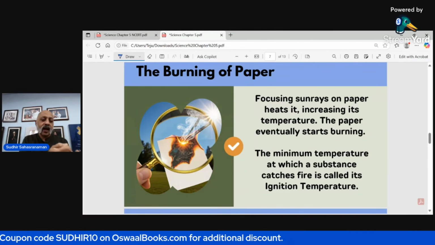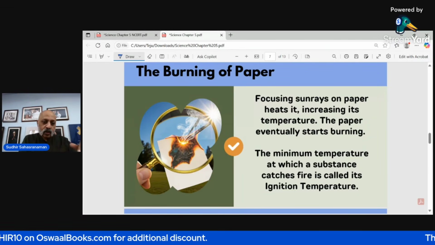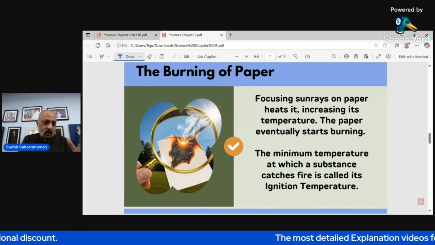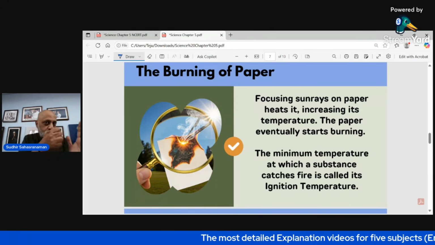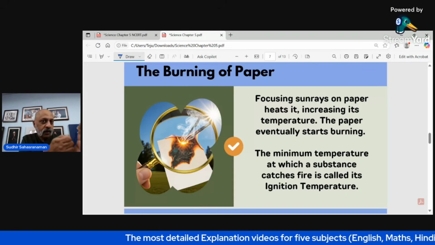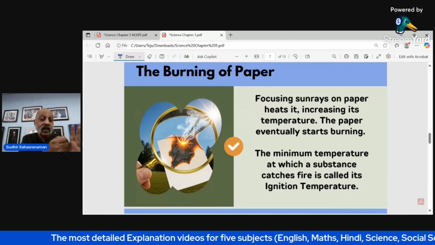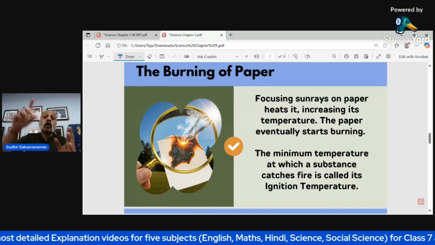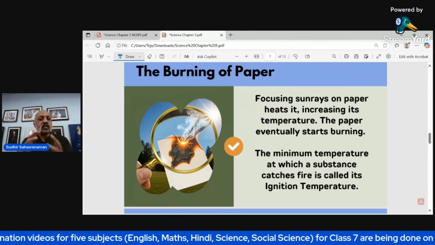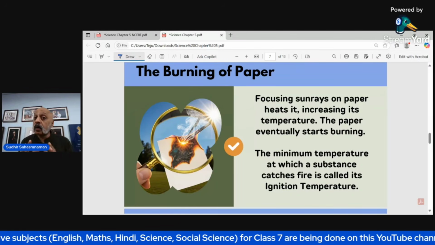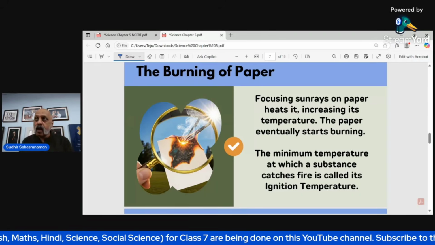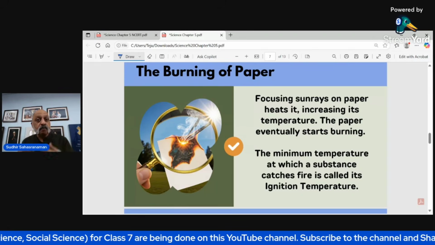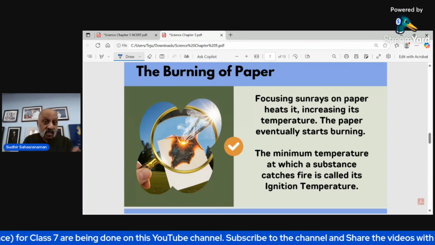You put it at an angle where the sun rays are hitting the magnifying glass. Please see the screen there, and then you focus it on the paper and keep it for some time. It may take a few minutes depending on the heat of the sun rays. Suppose it is a cloudy day in the month of November, December, it may take a long while because it's a winter month. But let's assume you are in the month of April, May, when it is harsh summer.